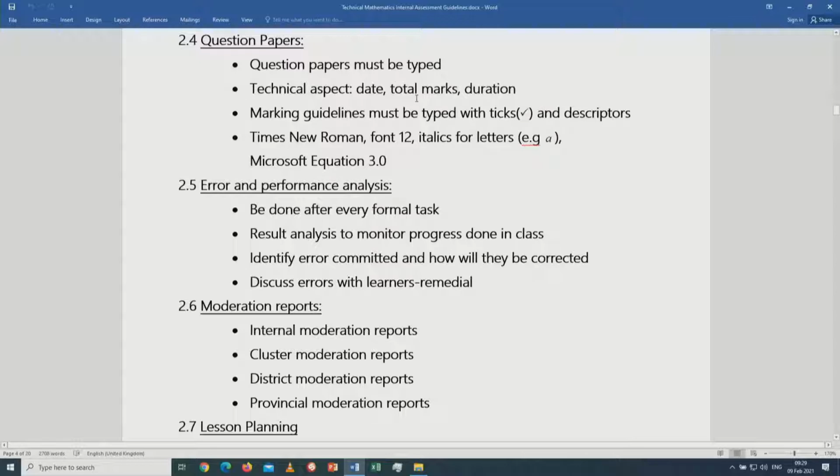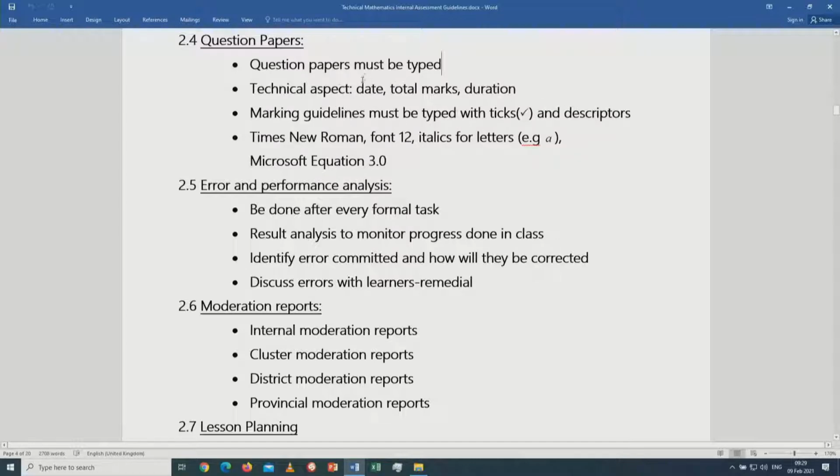What do we mean? You are saying x squared minus x minus 6 equals to 0, solve for x. The first mark is factorization, (x minus 3)(x plus 2) equals to 0. You give a mark and then you indicate it is for factors. And then the answer is x equals 3 or x equals negative 2. You give a mark and indicate as a descriptor a mark for both values of x. This is what we mean by a tick as well as the descriptors.